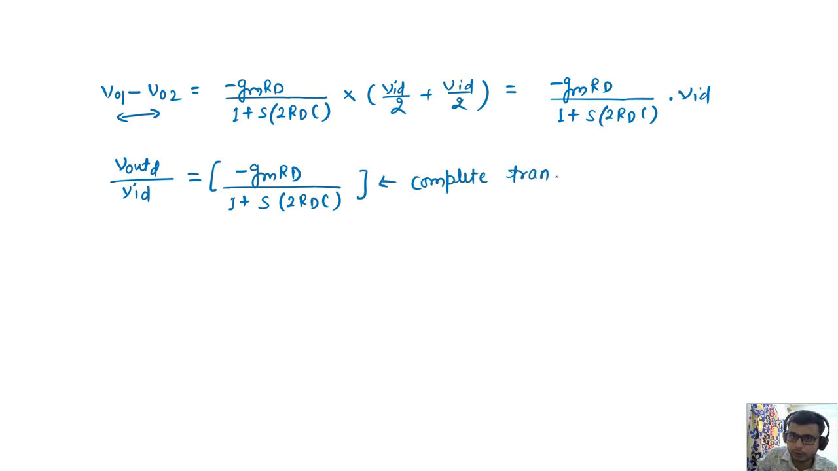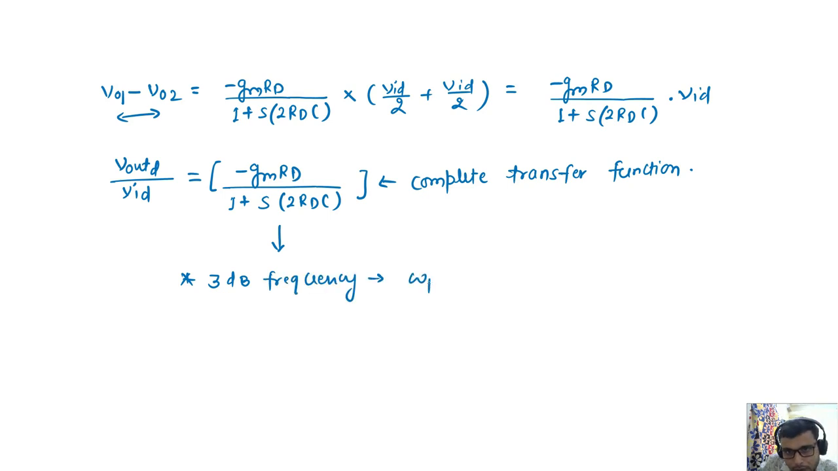What is this 3 dB frequency? 3 dB frequency is simply the pole frequency, which I will call omega p1, is 1 upon 2RDC. Okay, this is my 3 dB frequency. So DC gain I know. DC gain magnitude is GMRD.